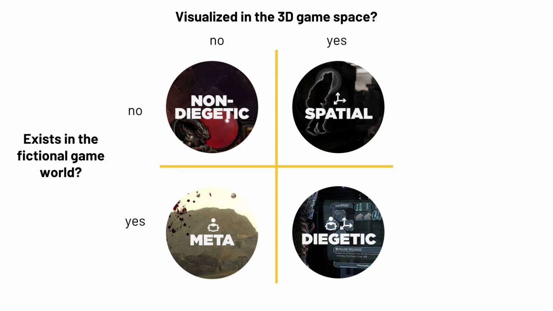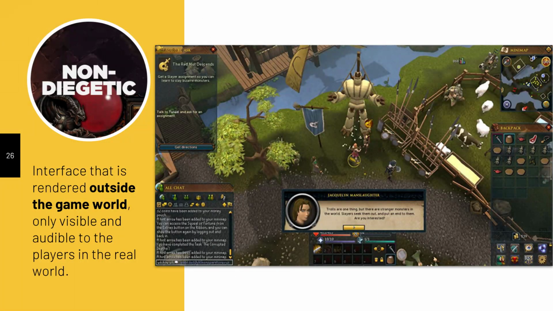So non-diegetic, spatial, meta-diegetic. What do these all mean? First we have non-diegetic, which is interface that is rendered outside the game world, only visible and audible to players in the real world. So players like you and I can only see the UI in most games. Most games have this type of UI, like a menu that you interact with, that you click around and navigate through, but the player in the game has no idea that this thing exists. It only exists to the player, you and I.